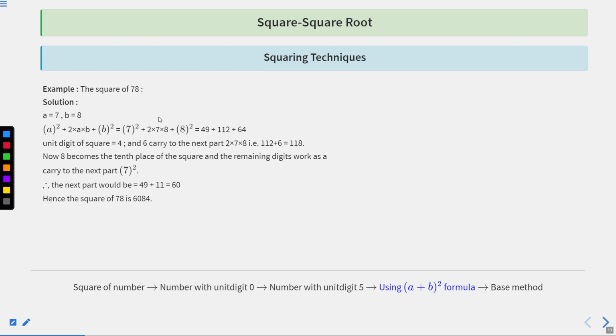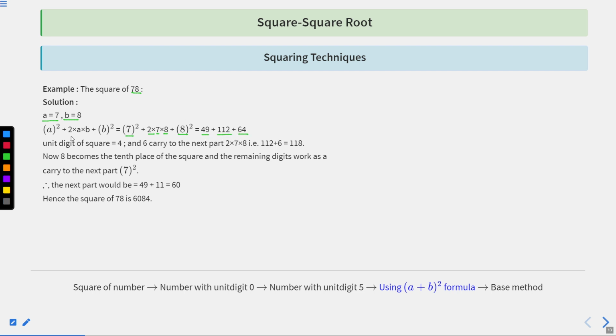Let us suppose we have 78 here. Here a will be 7 and b will be 8. If I have to write (7 plus 8) whole square, it will be 7 square plus 2 times 7 times 8 plus 8 square. So 7 square is 49, and 2 times 7 times 8 is 112, and 8 square is 64.